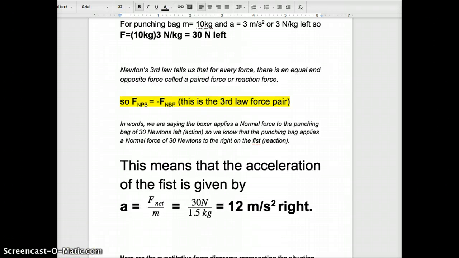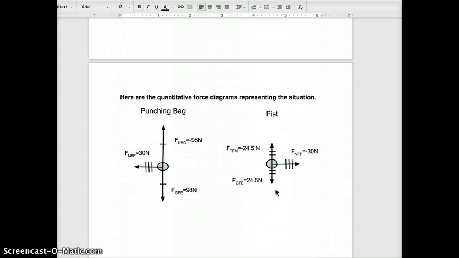Let's look at the force diagrams. Here's what our two force diagrams would look like for the situation. Notice that there is a difference between paired forces and forces that balance out. Paired forces will never be in the same force diagram because they're never acting on the same object. A paired force is always the object receiving the force also acting on the object that was giving the force. So here our paired forces are this and this.